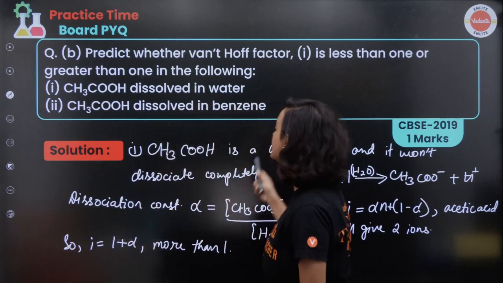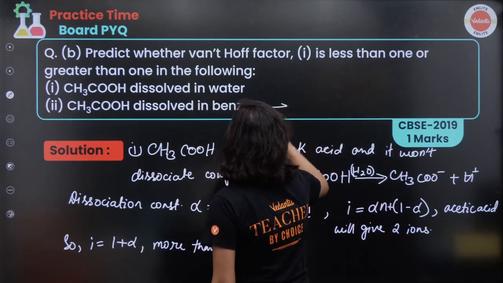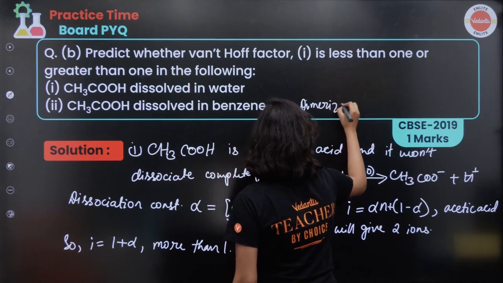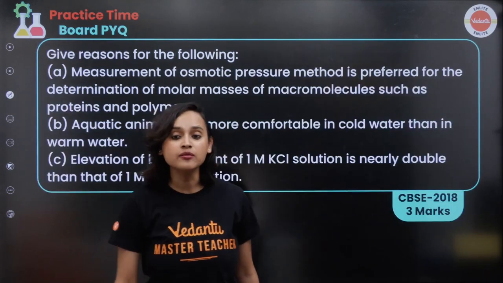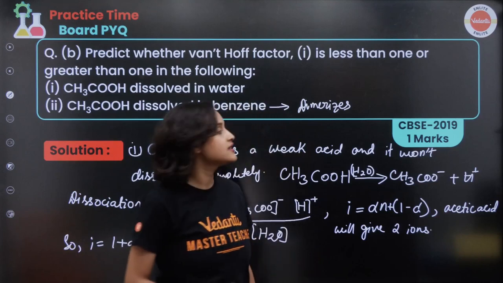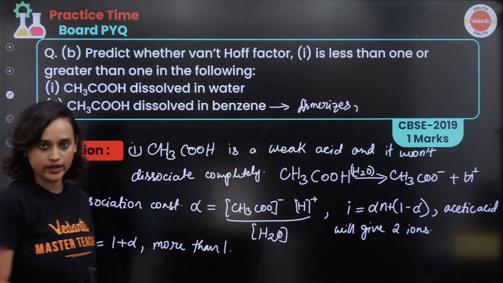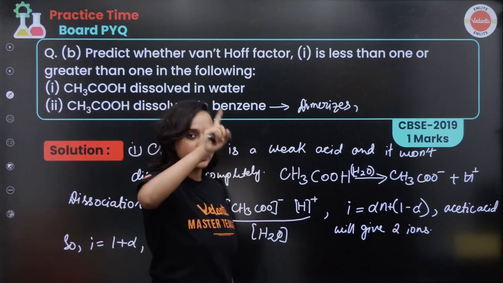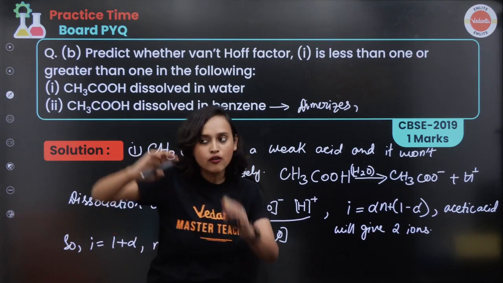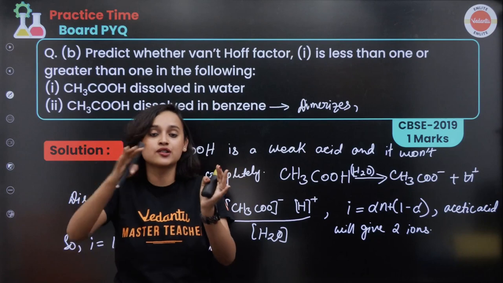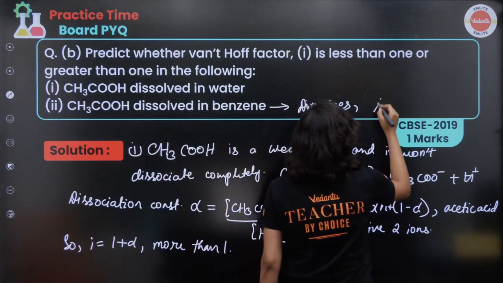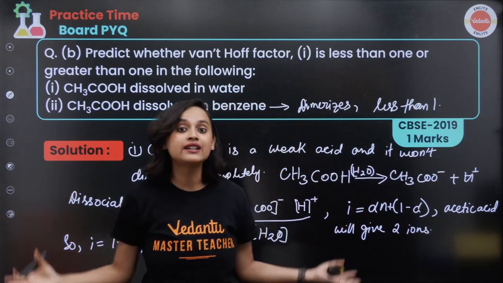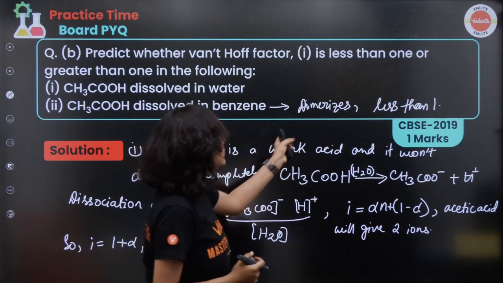And exactly the same way, now CH3COOH dissolved in benzene. My dear student, when it goes to benzene, it dimerizes. When it dimerizes, what will you get? You will get less than 1. Same way like this, you can write it down. Just that CH3COOH will give you 2 within bracket CH3COOH. It has dimerized. When it has dimerized, then it will be less than 1. Association, right? It dimerized, so it will be less than 1.